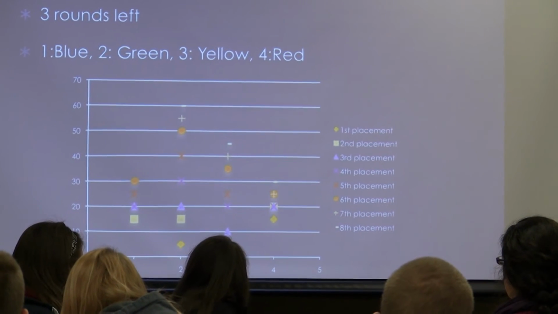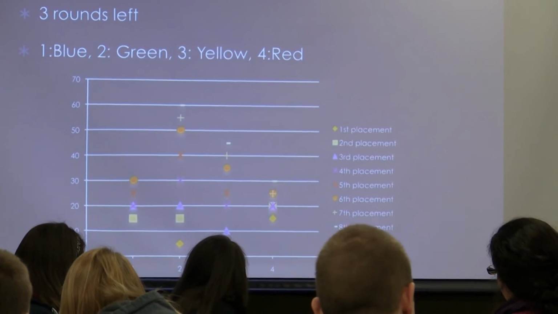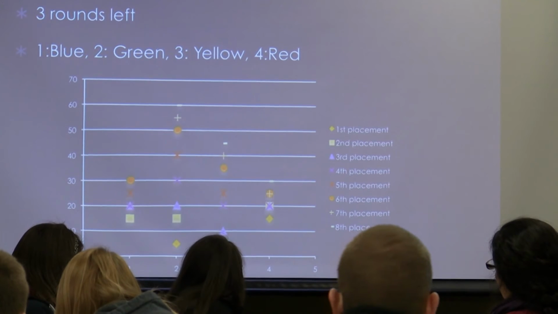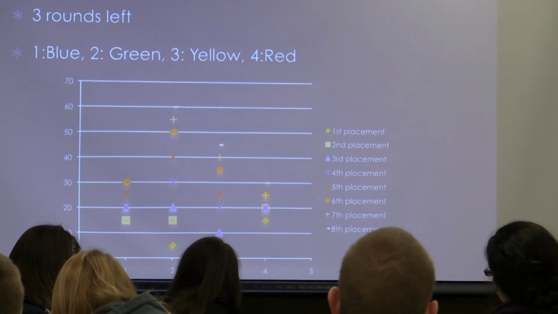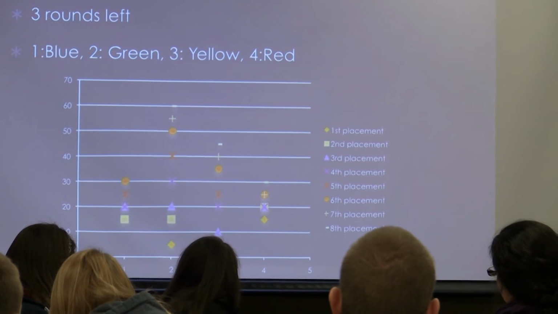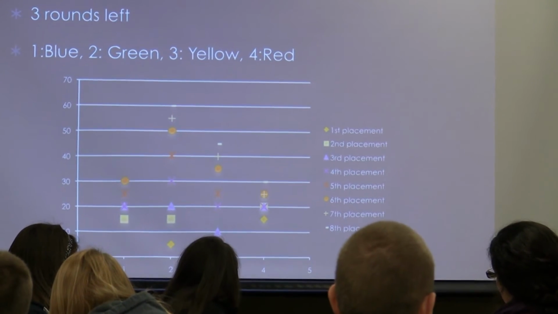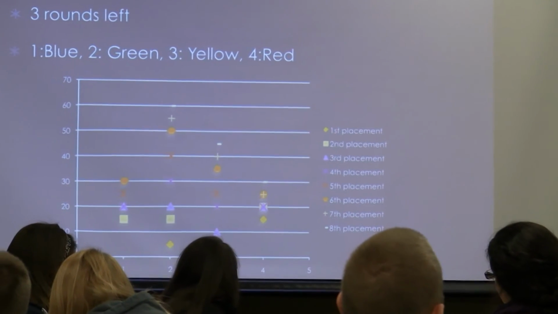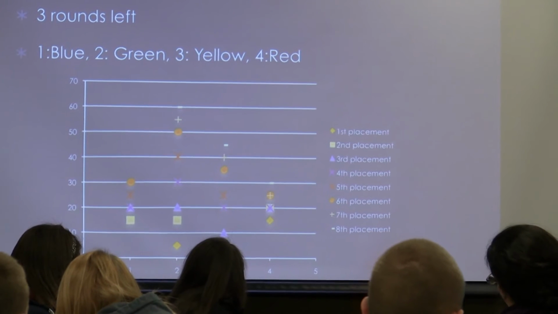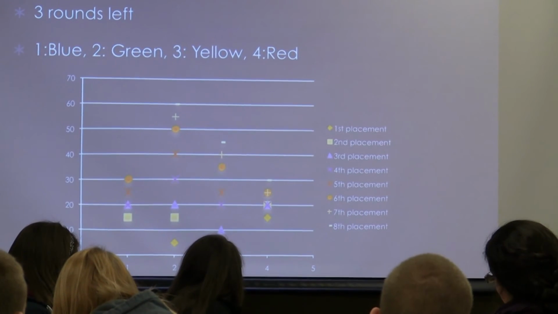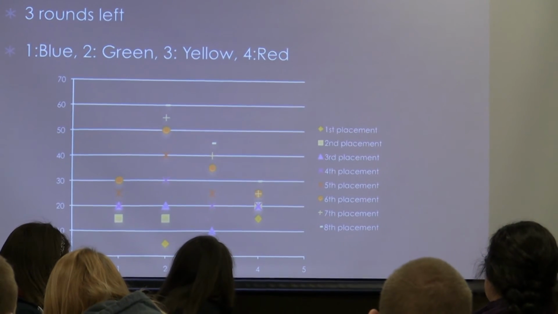With three rounds left, you see green is still in the lead, but it also has a broader range. Green can be worth about 5, or it could be worth 60. It all depends on probability. There's a lot of probability in this game. Also, yellow has a broad range too, but it can be worth more. So yellow is increasing, rather than the blue and the red.